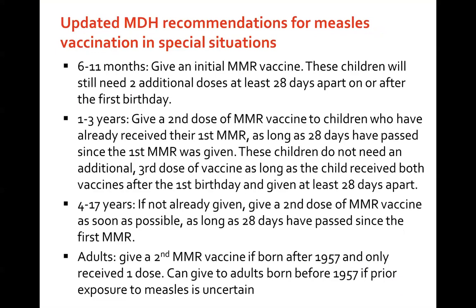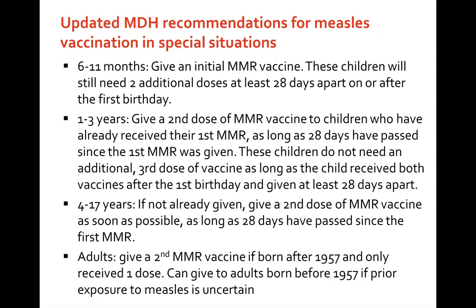And so that's for a child that's 6 to 11 months of age to go ahead and give an initial MMR vaccine, and then to remember that those children still need 2 additional doses at least 28 days apart on or after their first birthday. The other options that are available for modifying the routine MMR vaccine schedule are listed here and broken down by age group.